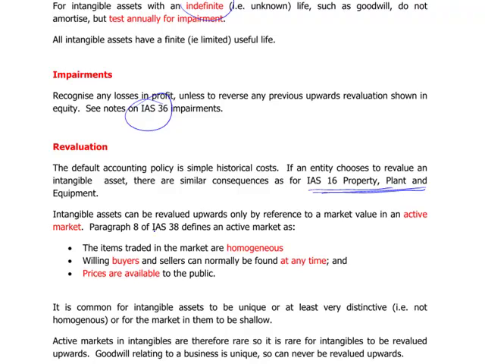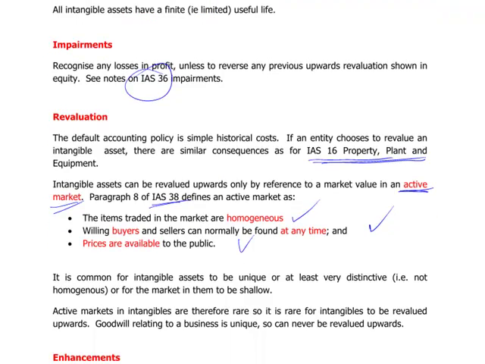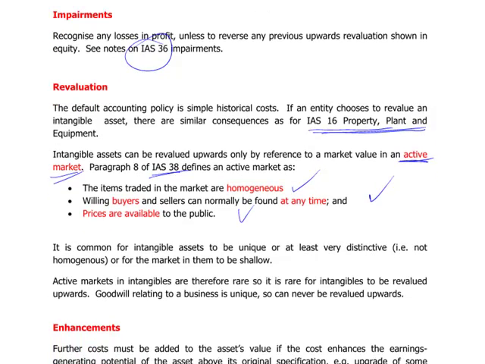Here in IAS 38 the situation is a bit more complex, and you have to prove, if you want to revalue your intangible assets, that there is an active market in respect to that particular intangible asset you want to revalue. And the items traded in the market are homogeneous. Willing buyers and sellers can normally be found at any time. So there is really an active and transparent market, and prices are available to the public. So this pretty much describes a transparent, efficient market from where you can take the benchmark against which you're calculating a revaluation.